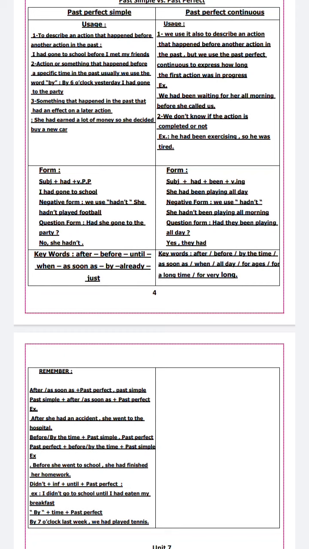Let's say she had played football. It will become she hadn't played football. We just add not. Question form: Had she gone to the party? So in the question form, at the start of the sentence, we put had followed by the subject and then the past participle. Had she gone to the party? No, she hadn't. We cannot say no, she didn't, because the question was with had, so the answer must be with had or hadn't.